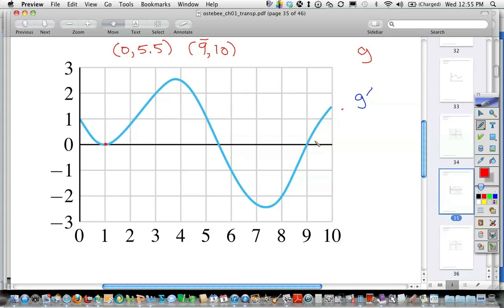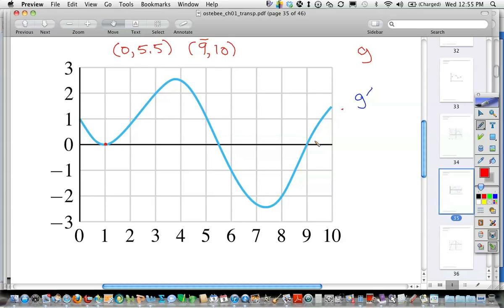But now what if that question was, where is G prime positive? You think it'd be the same question as where is G increasing? But it's not the same question, right? Where is G prime positive? Could you include 1? G prime is not positive at 1. It's 0, and 0 is not positive. So in that question, you'd have to say 0 to 1, 1 to 5.5, and 9 to 10. Okay, so understand, just a very subtle difference there. But understand it. Okay, 26.